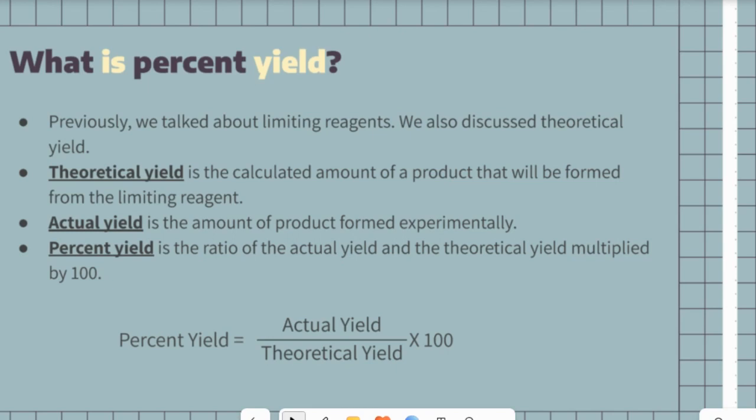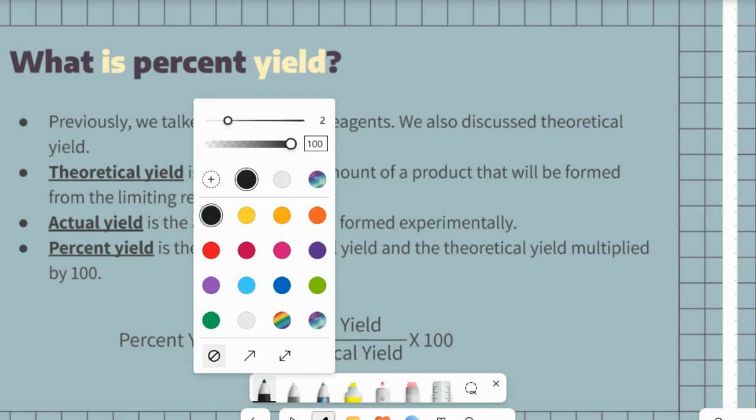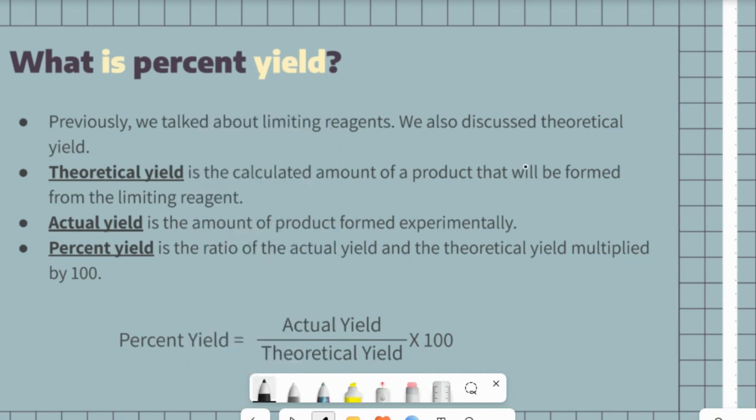How efficient is it? So this requires two main pieces of information. We need what's called the actual yield. This is how much we get experimentally. So if you did a reaction and you got 20 grams of product, that 20 grams is your actual yield. The actual yield is determined in real life experimentally.